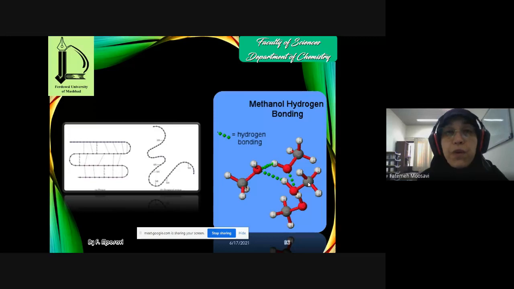Hydrogen bonding is very important, so it has a main role in the shape of some polymers. For example, we consider that this type of polymer should be in a chain, but we see it in a plate. Why? Because of the intermolecular interactions of the hydrogen bond type between the chains.